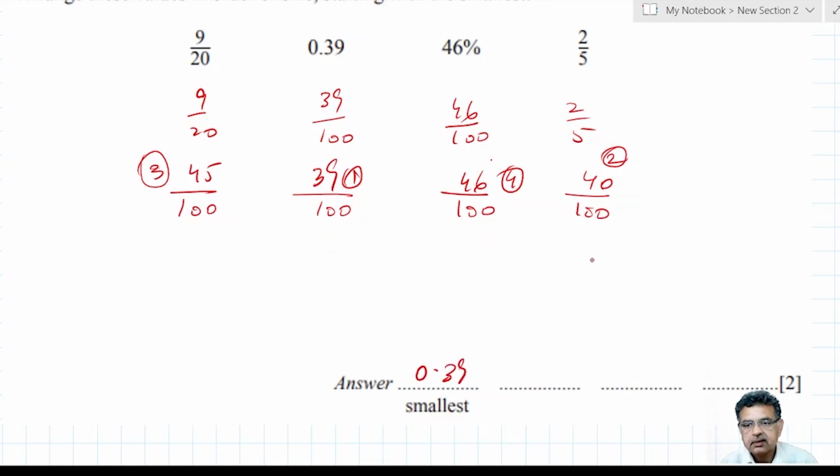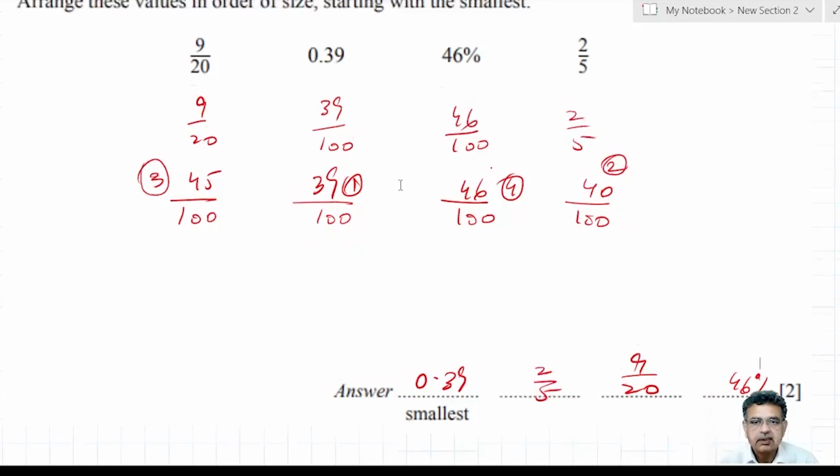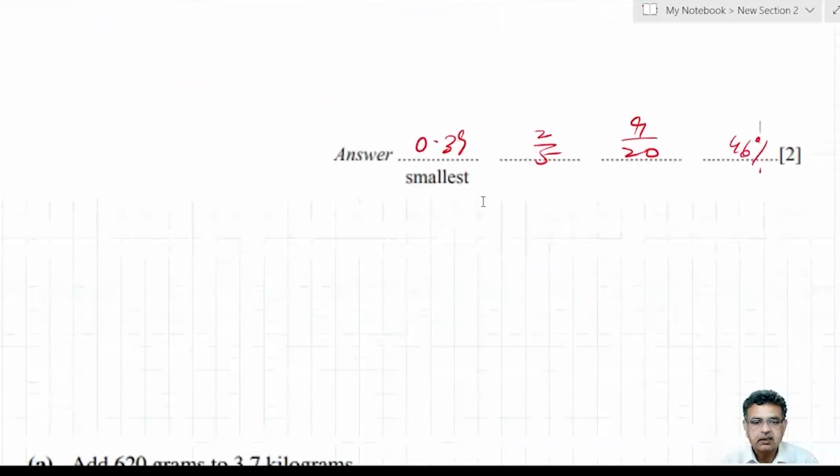0.39. Second, 2 over 5. Third, 9 over 20. And fourth is 46%. So this is the way you can solve them.